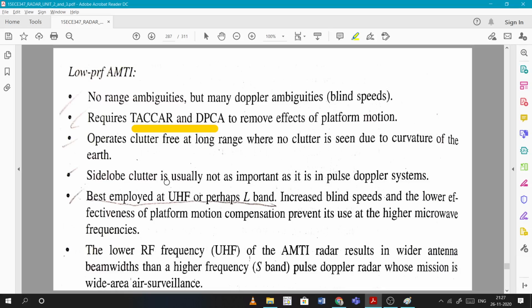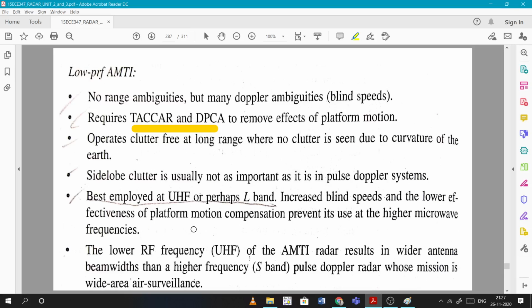So basically, side lobe clutter is not as important as in pulse Doppler systems here, and it is best employed at ultra high frequencies or perhaps L band. Increased blind speeds and lower effectiveness of platform motion compensation prevent its use at the higher microwave frequencies. So when you use a higher microwave frequency, you might resolve this.